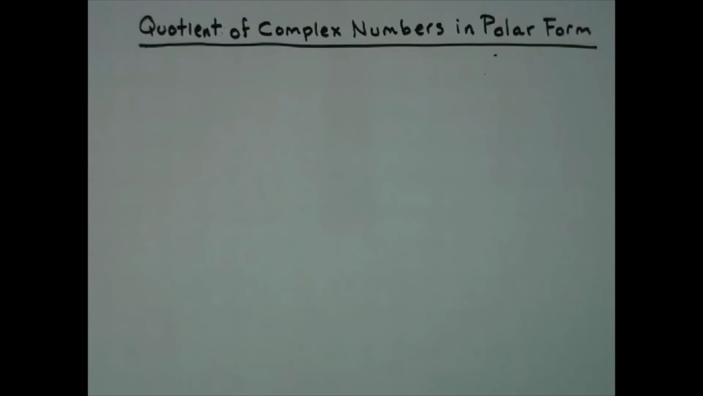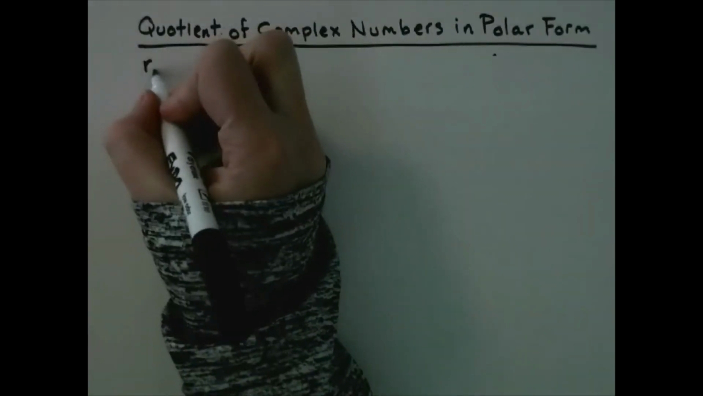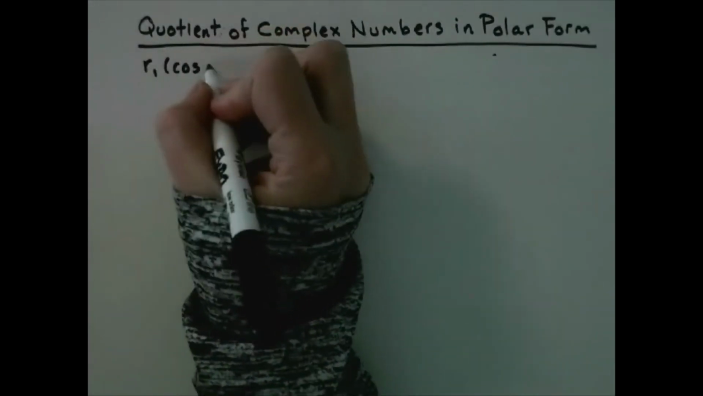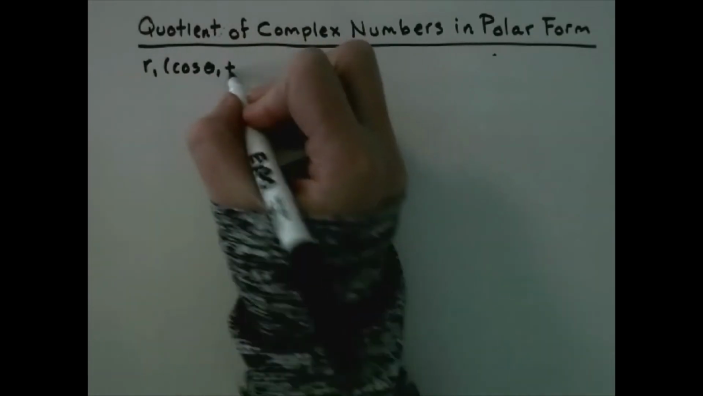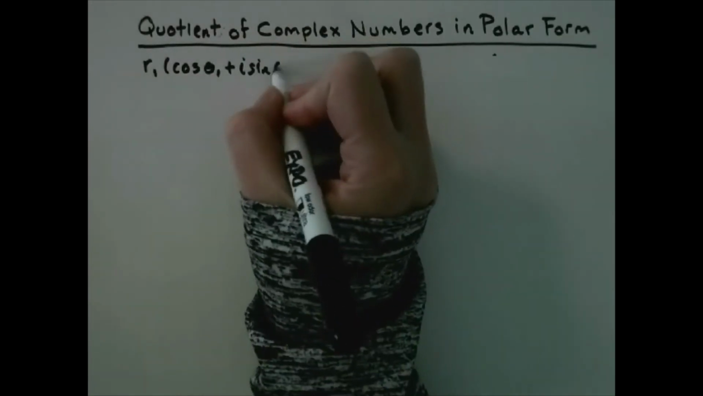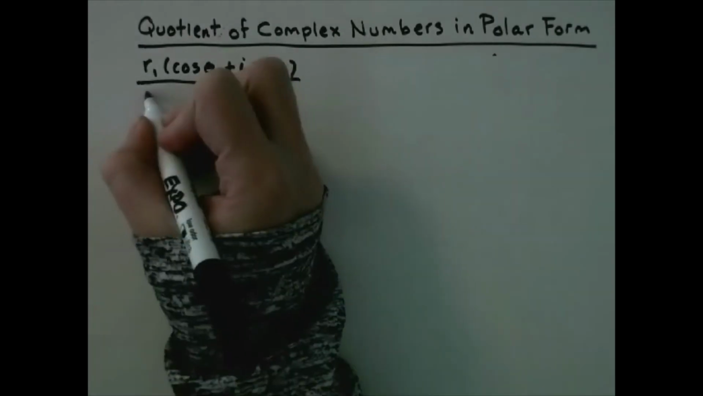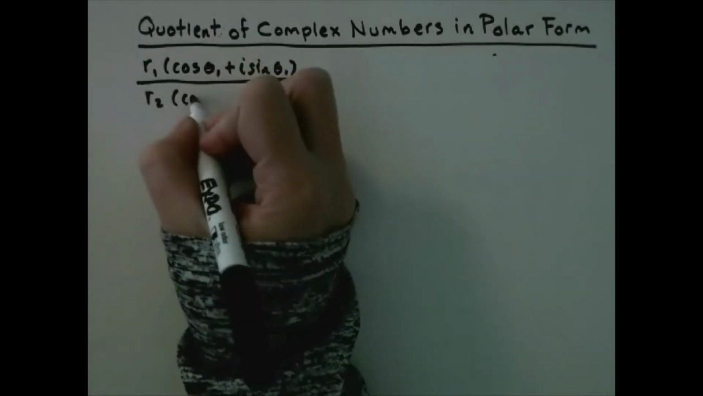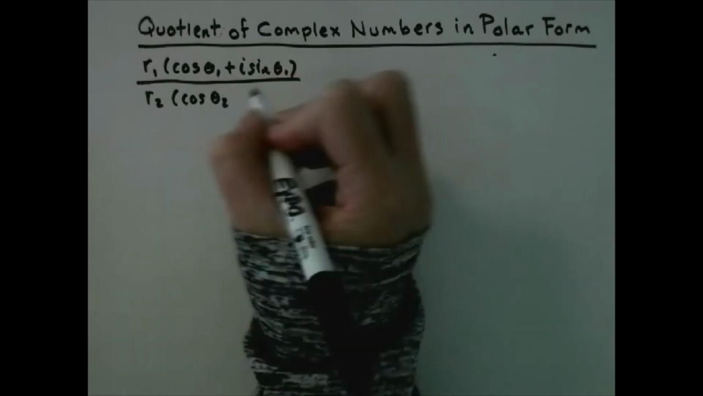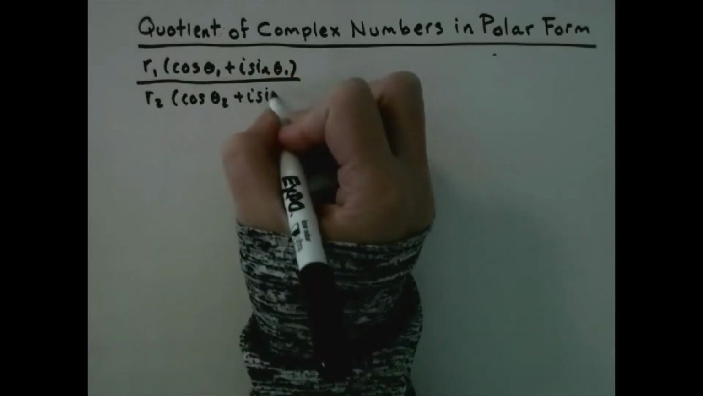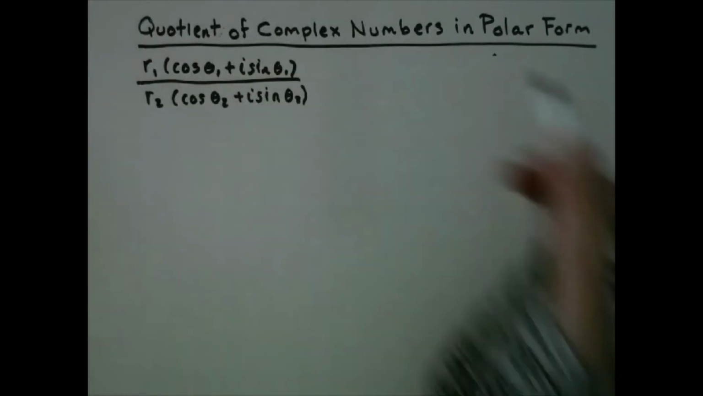Now we're going to look at the quotient of complex numbers in polar form. And this will follow what we did with the product. So we're going to have r1 cosine theta 1 plus i sine theta 1 over r2 cosine theta 2 plus i sine theta 2.